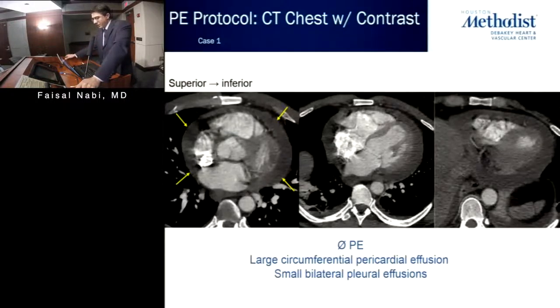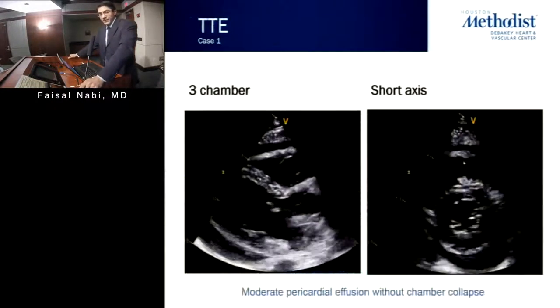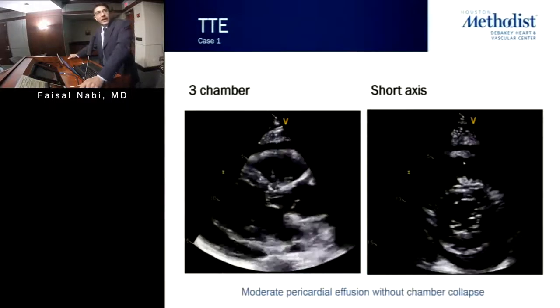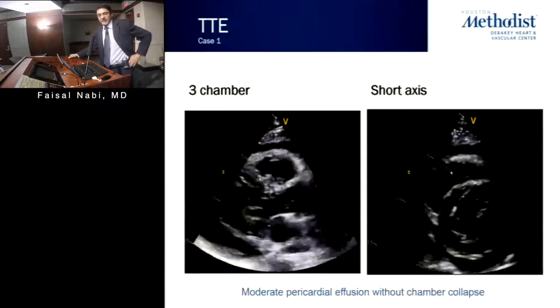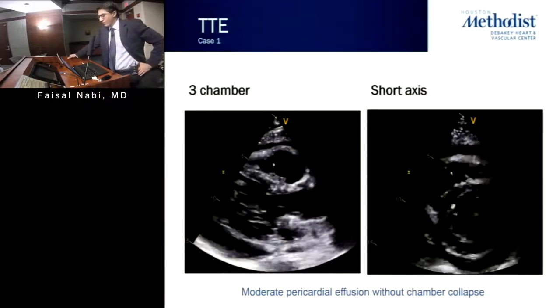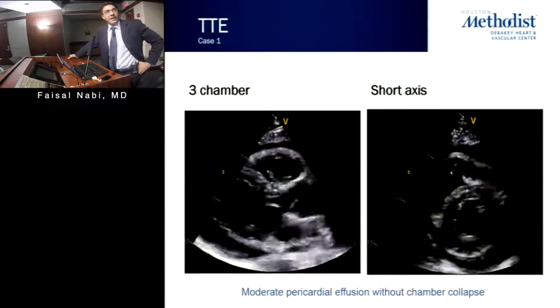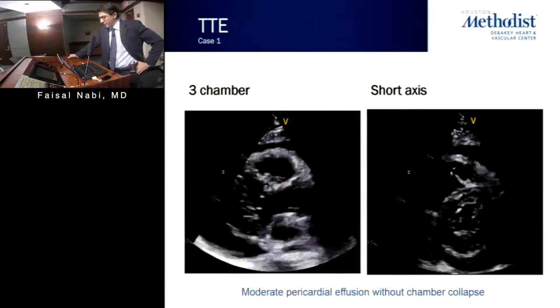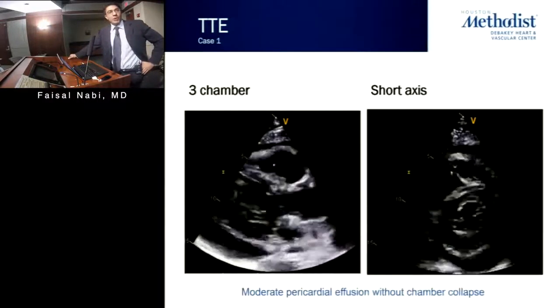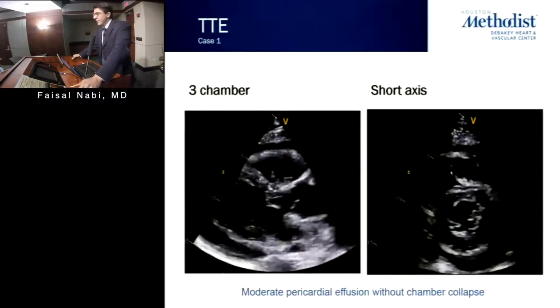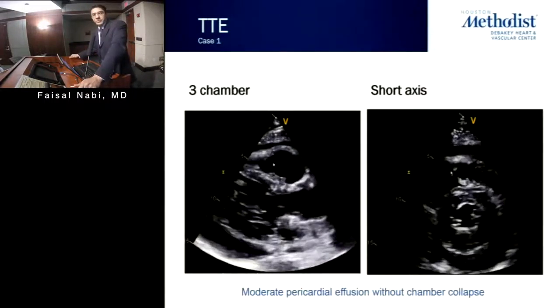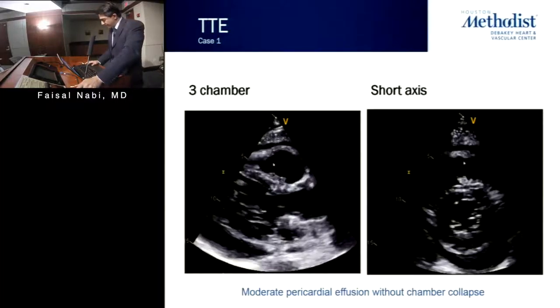He eventually did go on to get a transthoracic echocardiogram, and I'll again point out some salient features. What you'll see is normal biventricular function and a clear space surrounding the heart, which was indicative of at least a moderate pericardial effusion. You'll have to take my word for it. On many different views, there was no evidence of chamber collapse.